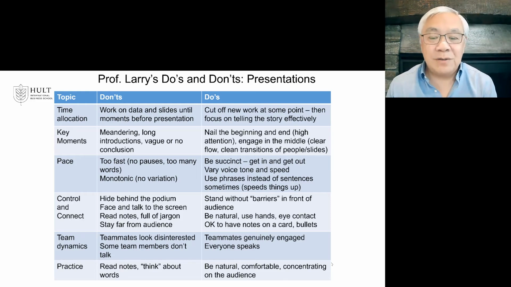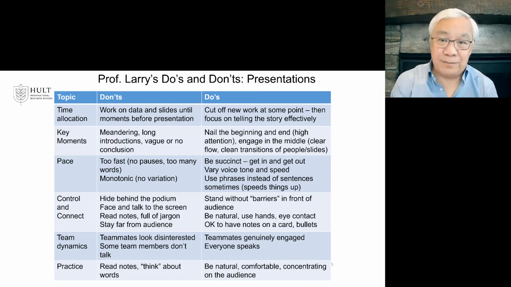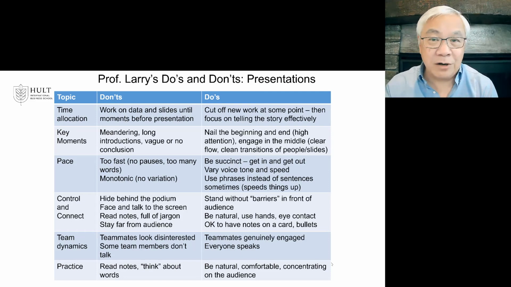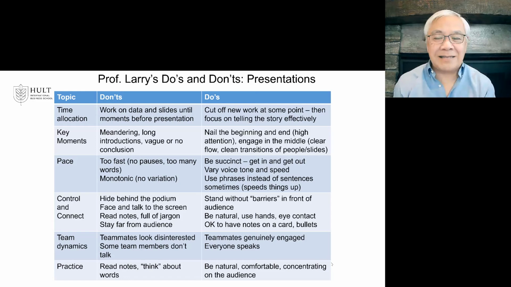So what are some do's? Stand without barriers between you and the audience. Stand on the side of the podium. Have a clicker or have a partner advance your slides, but don't stand behind like you're afraid of them, hiding from them. Be natural, use your hands, move your body, make eye contact.